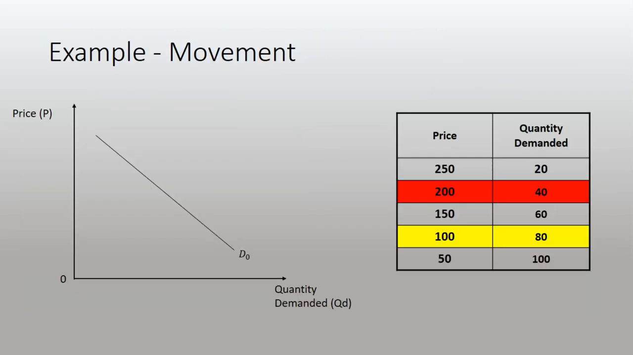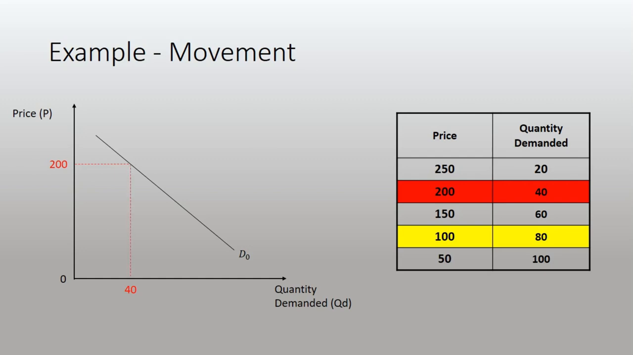We'll start off with a movement. We'll use the example from previous, using only price 200 and 100. So let's say a business decides they are going to sell a good at price 200. We then can see that the quantity demanded at that price is 40. We can then draw our lines to illustrate this combination.